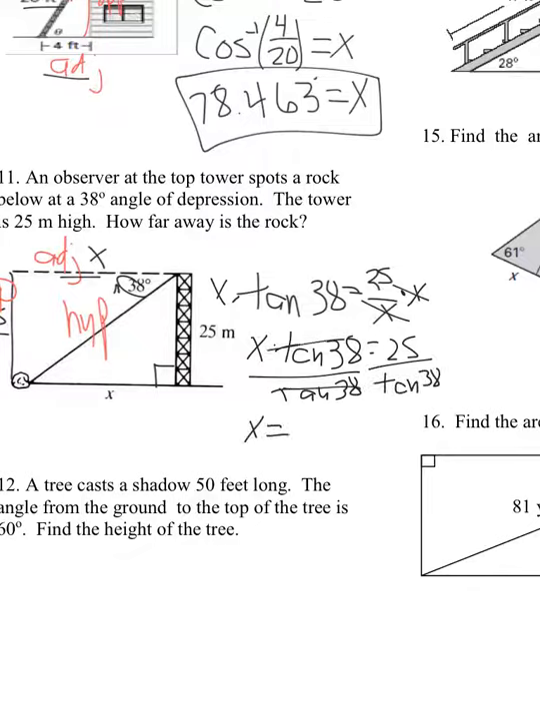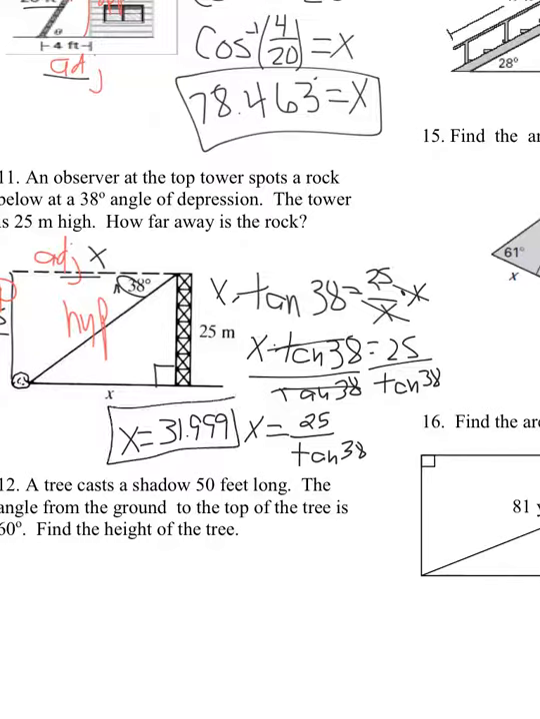And so x will equal what you get when you divide 25 by tangent of 38, which if you put into your calculator is 31.9985, I believe, which technically rounds to 31.999. If you show all that work and then put 32, I'll be okay with that because of the rounding, but you need to show the work. That's the key there.